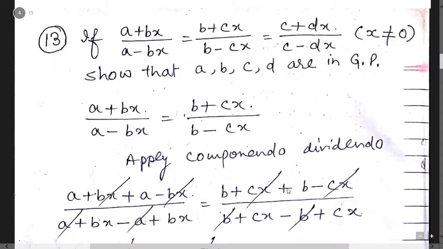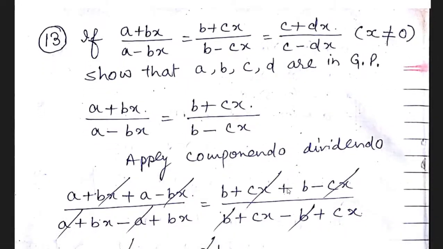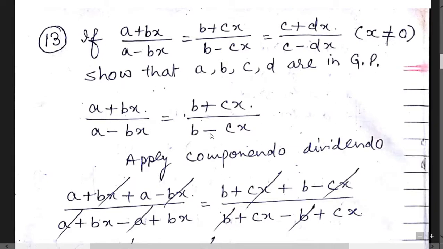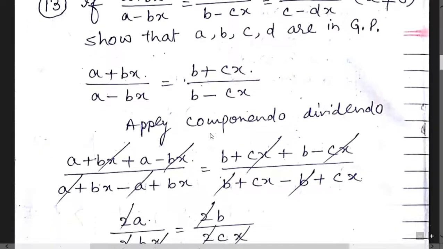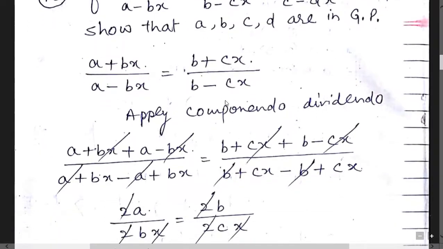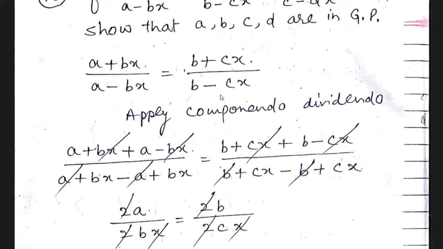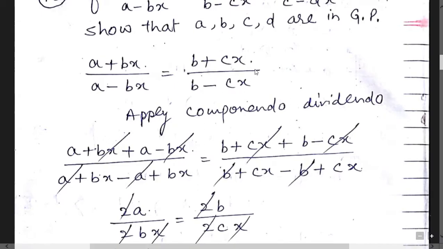Question number 13 is a very simple one. 3 statements are given to you and you have to show that A, B, C, D are in GP. Let us select the first and second term. Then apply componendo and dividendo. Now what is the meaning of componendo and dividendo? If A over B is equal to C over D, then what is the meaning of componendo? You can write A plus B in the numerator and C plus D in the denominator.